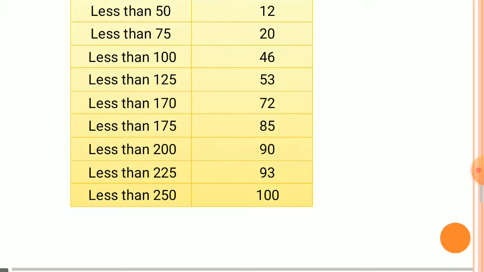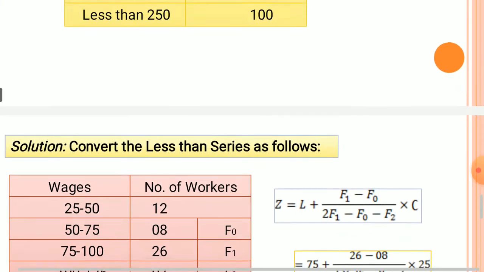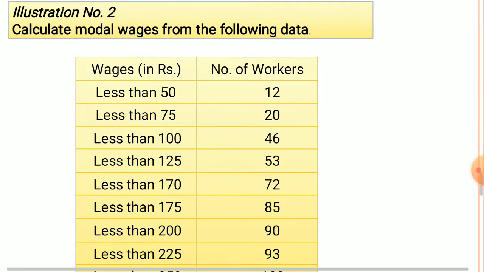So less than 50 means 25 to 50, because the difference of 50 to 75 is 25, 75 to 100 is 25, 100 to 125 is 25, and here 125 to 170 there is a difference of 50. Then we have to convert it into equal class intervals, because when unequal class intervals are given, then we have to convert them into equal class intervals. This is another thing we have to keep in mind.